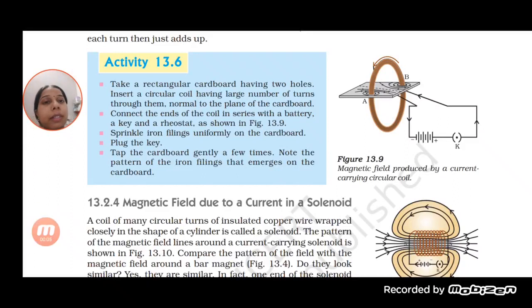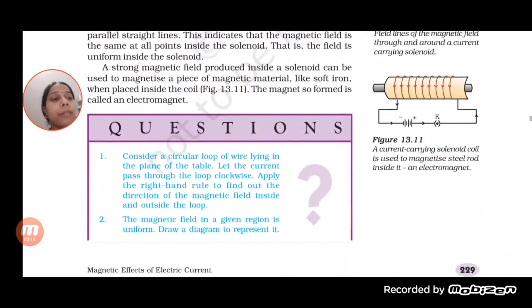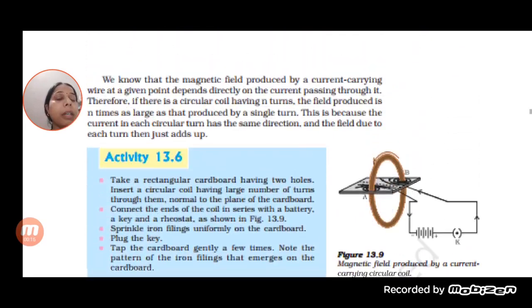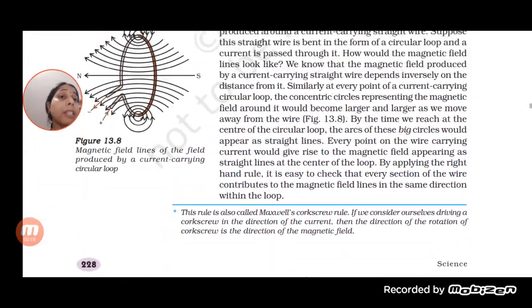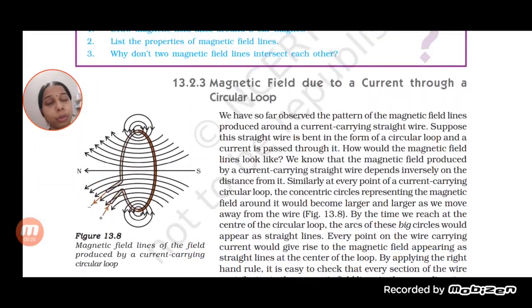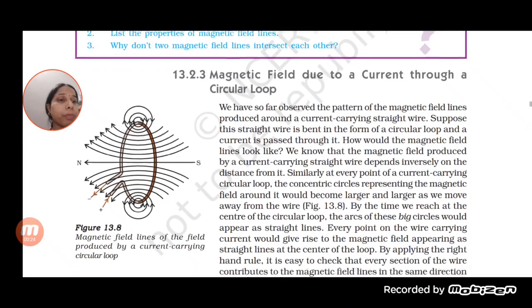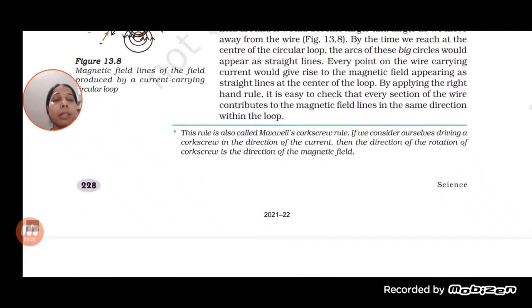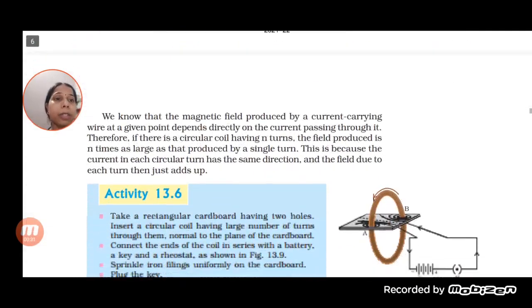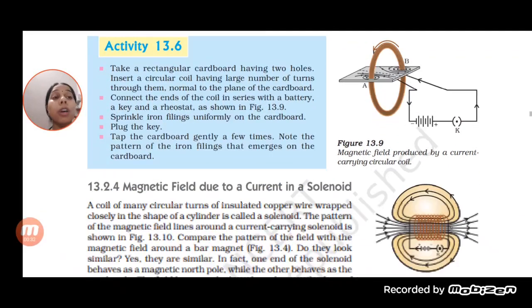So students, in the previous class, we were talking about the magnetic field due to the current in the solenoid, and we have understood how a magnetic field is produced in a circular loop. Here we have seen that the circular loop is actually the basis to understand the solenoid.